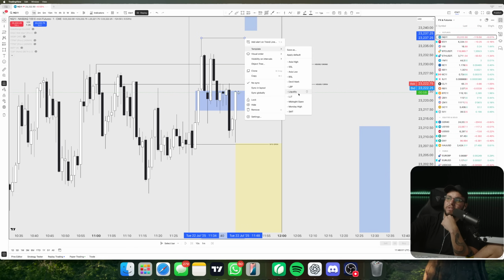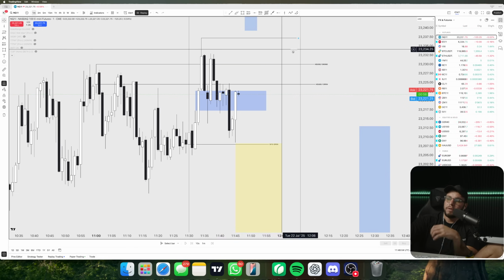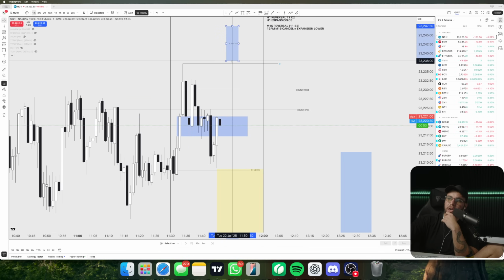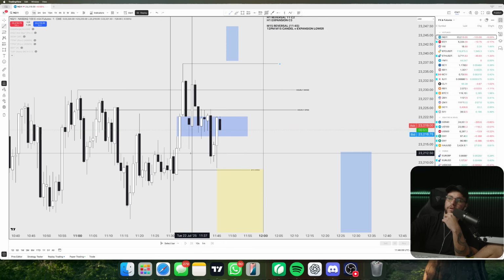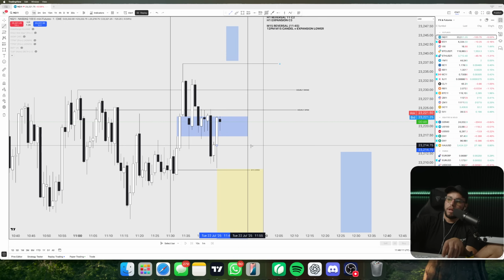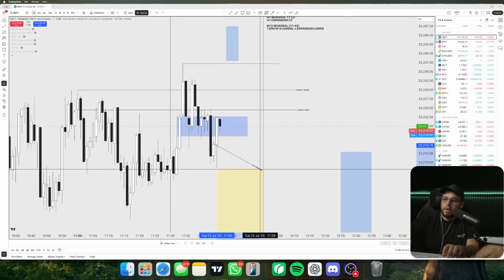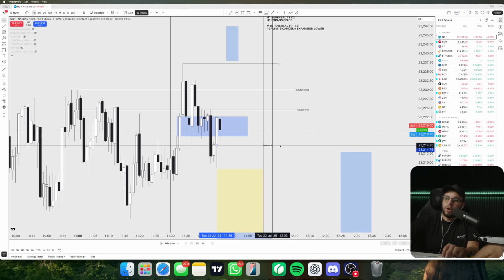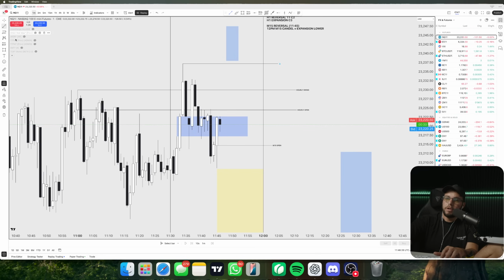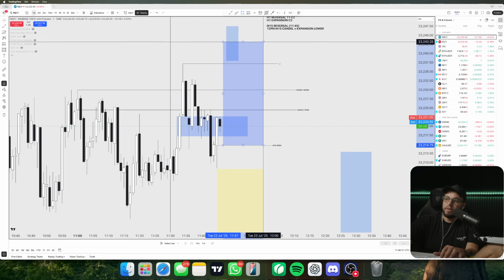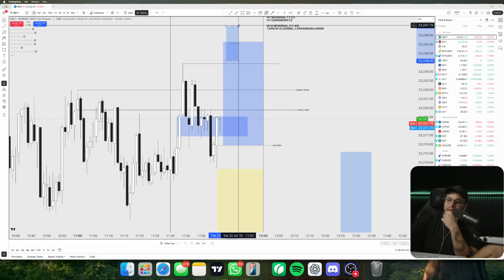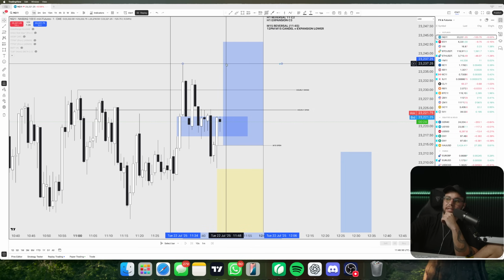This remains my area of interest, and I want to get short above this open, and this open. So for me, the only place I can short this is here. But I need this high to get taken first.